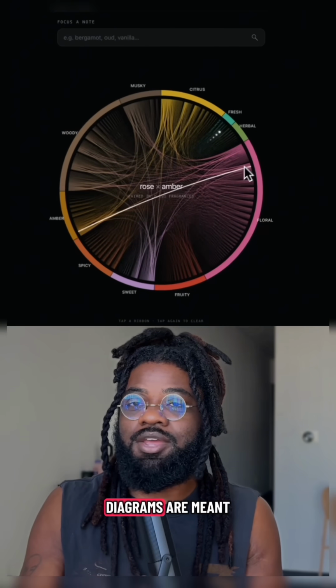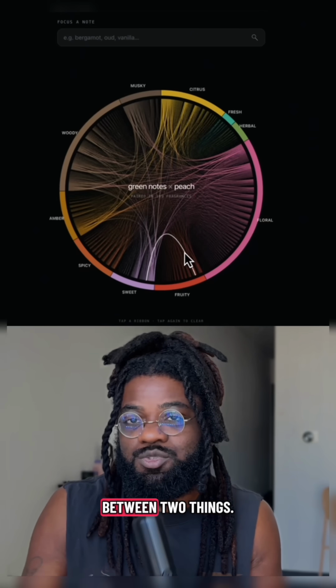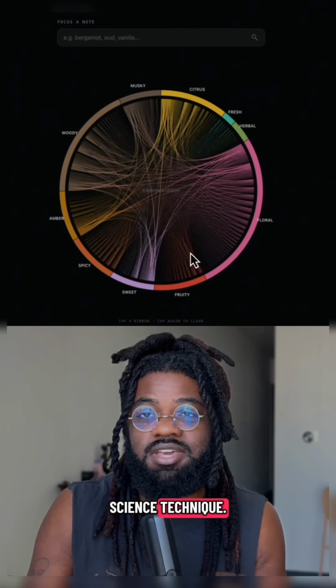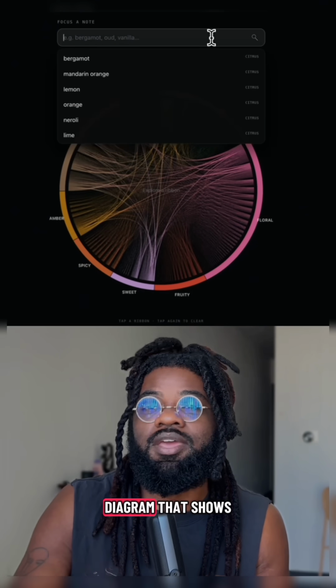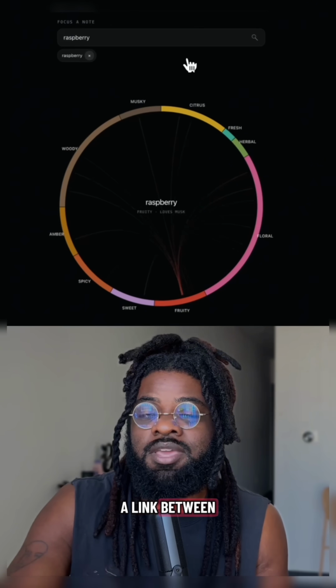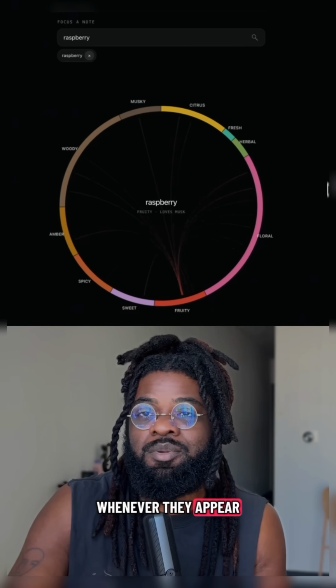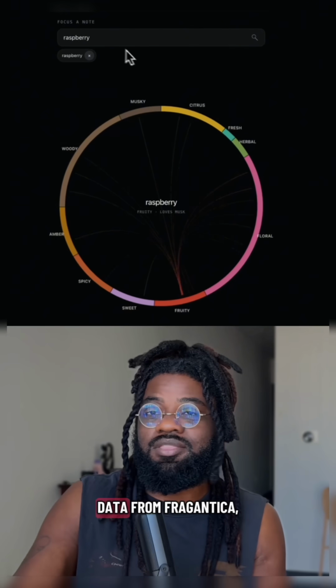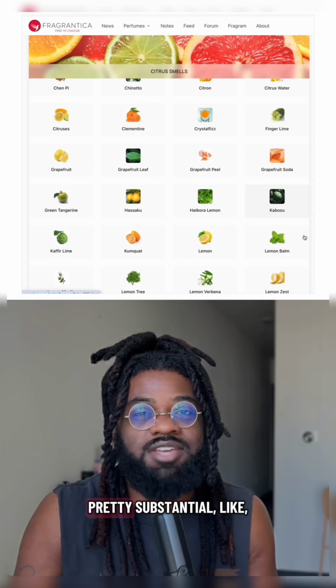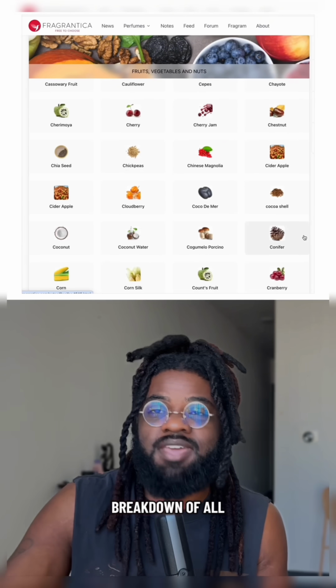Basically, chord diagrams are meant to show associations between two things. It's a data science technique. What I have is a chord diagram that shows a link between two ingredients whenever they appear in a perfume. I'm getting the data from Fragrantica, which has a pretty substantial breakdown of all the scents.